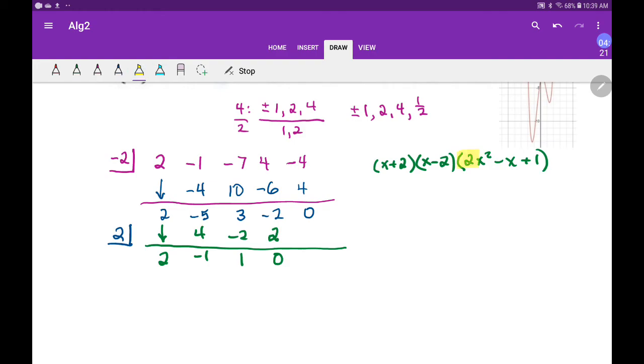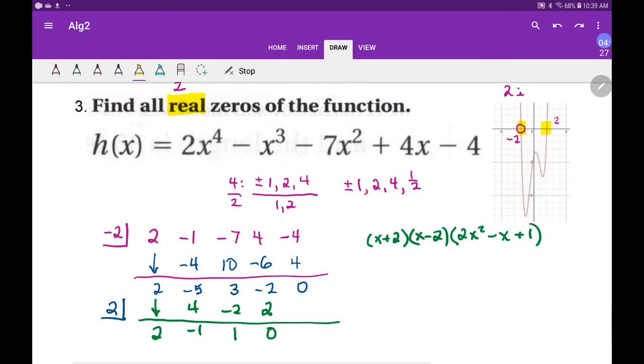This is the imaginary root area over here, okay? So I can't factor that. I'm not going to get real solutions there. But I do have my 2 real zeros. My 2 real zeros are x is equal to plus or minus 2. Either one, plus or minus.